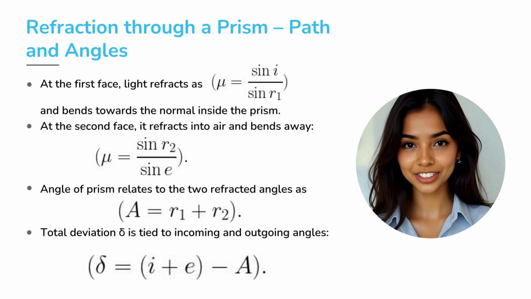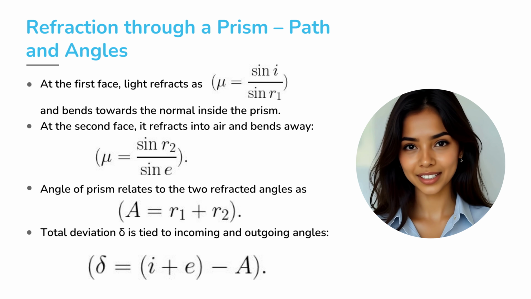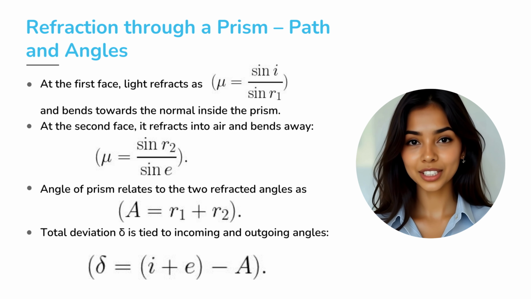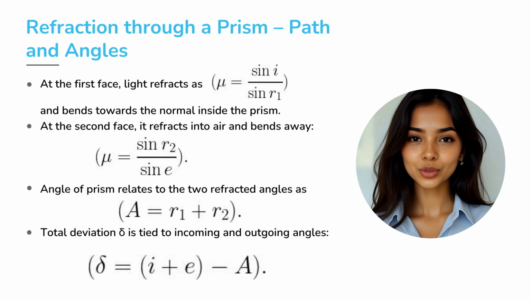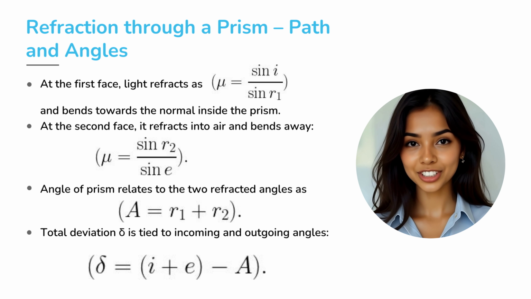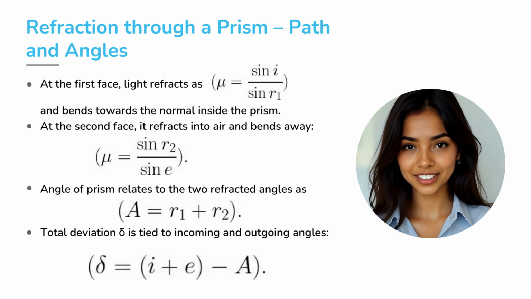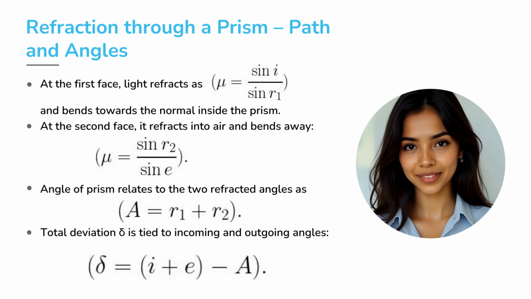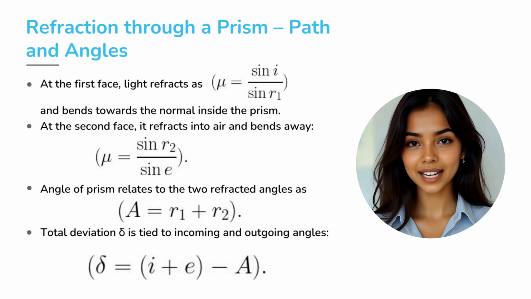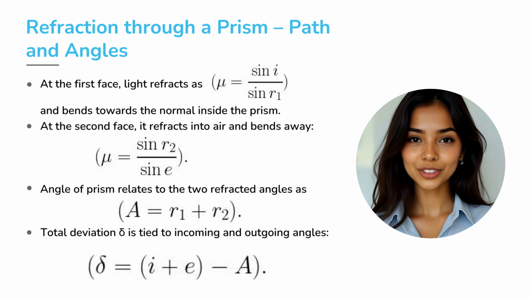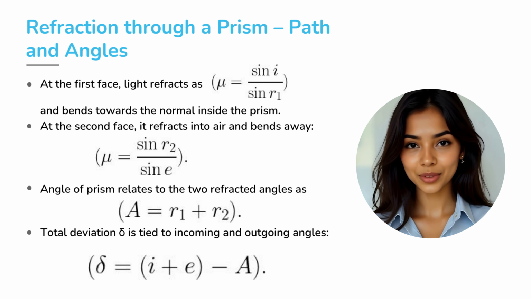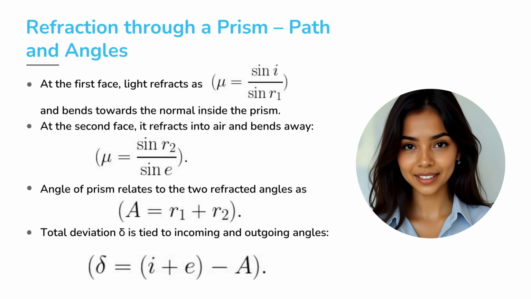Next, the light travels inside the prism and reaches the second face where it exits back into the air. Here, Snell's law again tells us that mu equals sine of the refracted angle inside the prism at the second face, which we denote R2, divided by sine of the angle of emergence E. So, mu equals sine R2 over sine E. This time, light bends away from the normal since it's speeding up, going from denser glass to rare air. To describe the prism's shape precisely, the angle of the prism relates closely to the two refracted angles inside the prism, R1 plus R2 equals A.